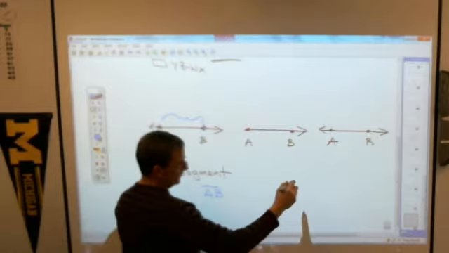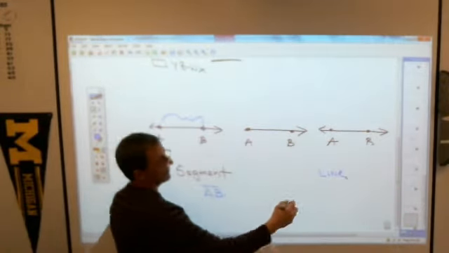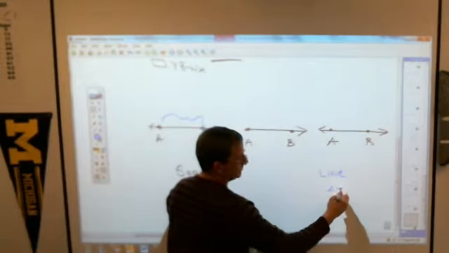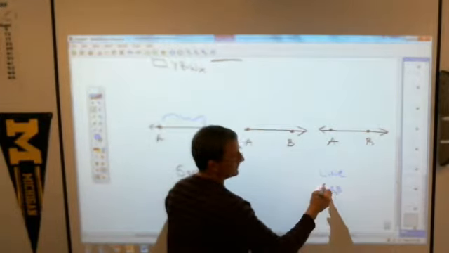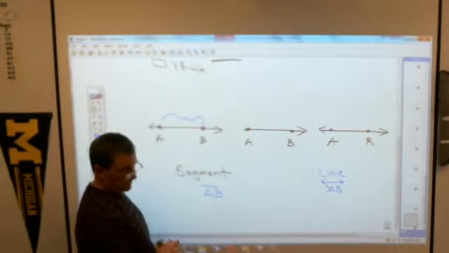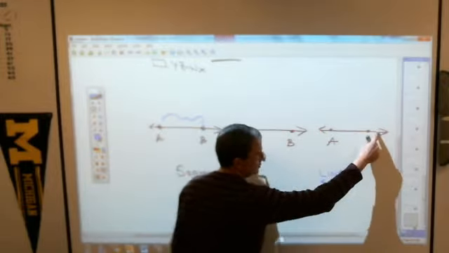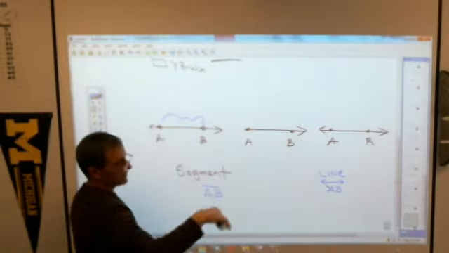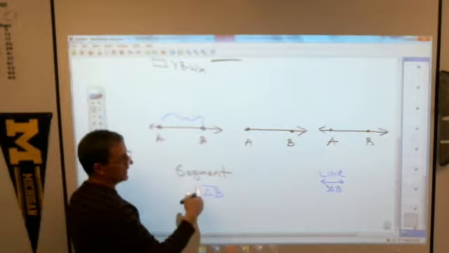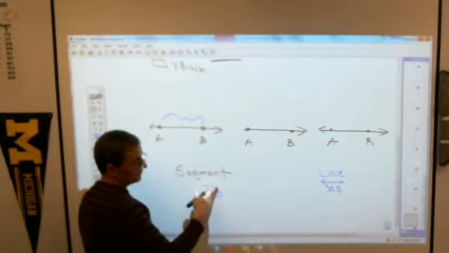If you're talking about a line and you want to talk about the whole thing, when you write your letters A-B, guess what you have to put above it? A line. Okay, notice the difference? If it has arrows, it's a line, and it means you include everything that goes on forever. If you want just the segment, you have to just put the segment above it. You have to be careful about that.